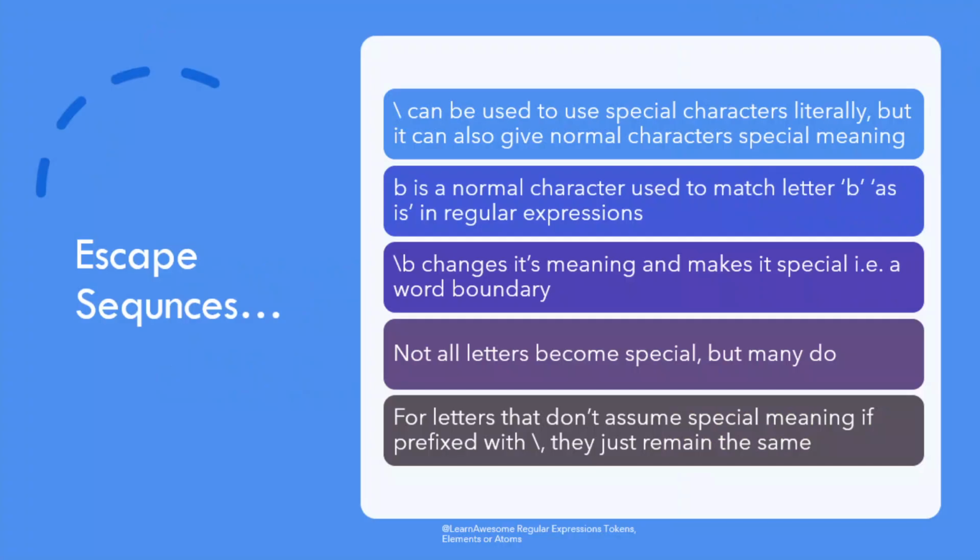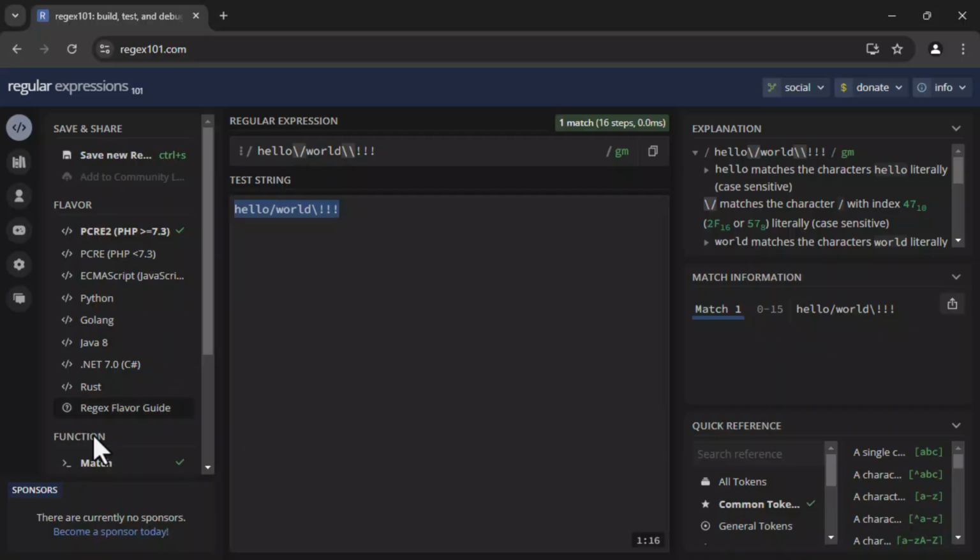In the concepts video, we discussed the dual nature of backslash, that it can take powers away from special characters, but it can also give power to some ordinary characters as well. So the case in question is the word boundary. Let's first see what the word boundary assertion is and how backslash is doing the magic here. So let's head back over to Regex 101.